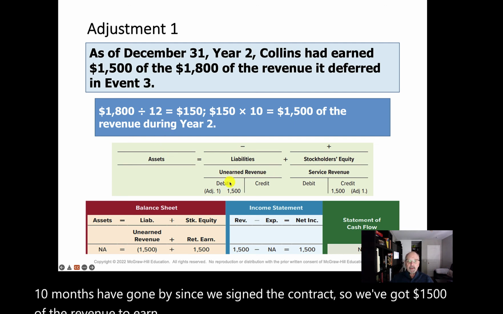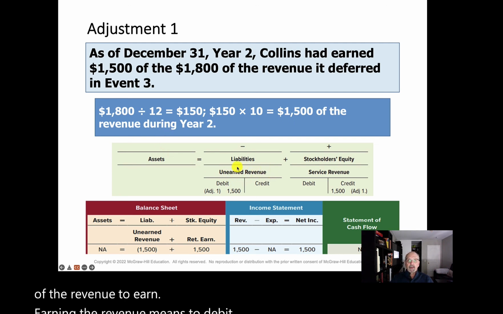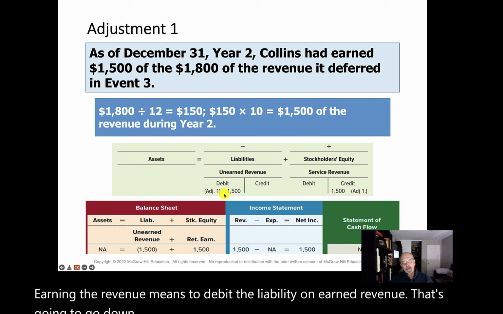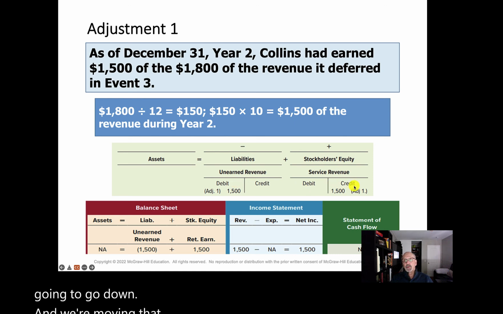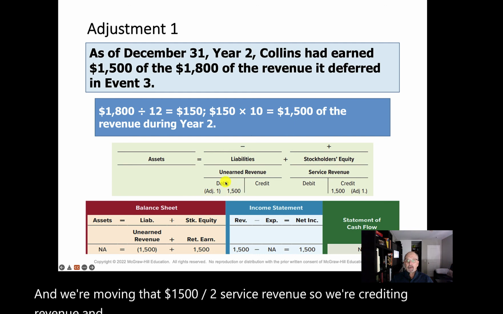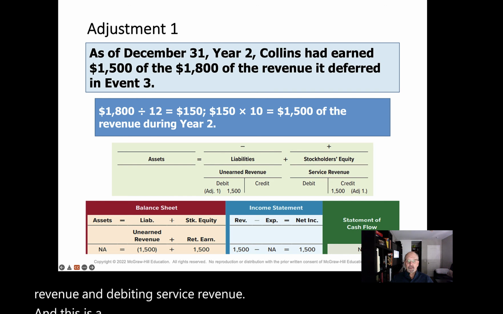Earning the revenue means to debit the liability, unearned revenue. That's going to go down. And we're moving that $1,500 over to service revenue. So we're debiting unearned revenue and crediting service revenue. And this is a claims exchange. Remember, these are both claims categories.